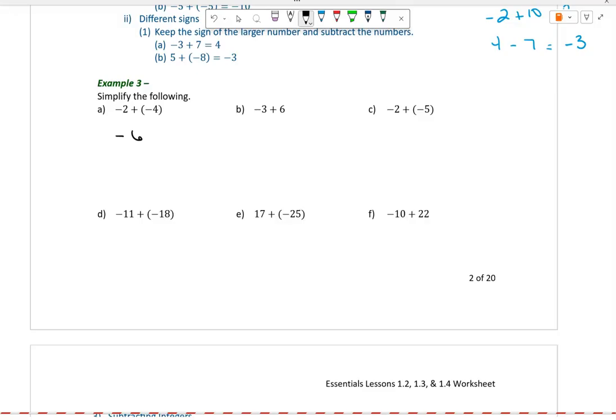How about B, positive or negative? Positive. How come? 6 is bigger than 3, right? So I know it's positive. No, positive what? How come? Because 6 minus 3 is 3. Yeah. C, positive or negative? Negative. And I get a 3, right? Why 7? Yeah, I'm going to add them, right? Same signs.